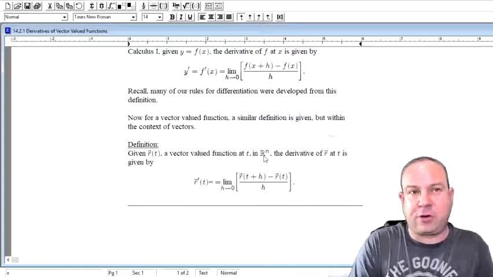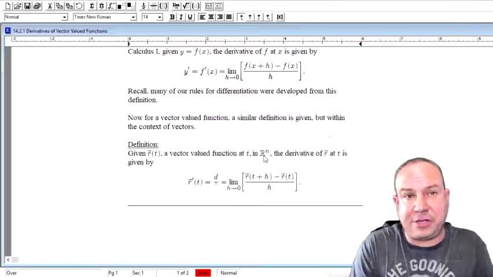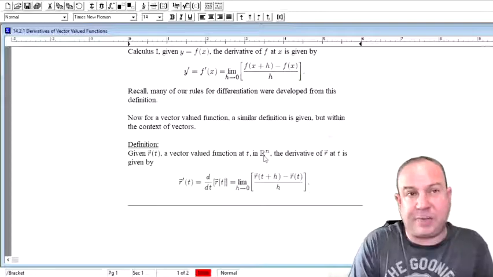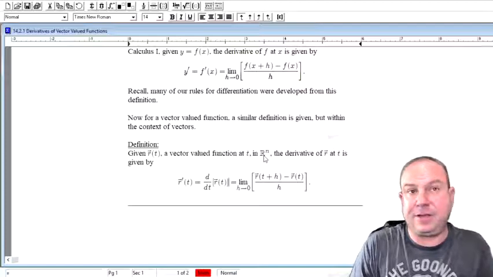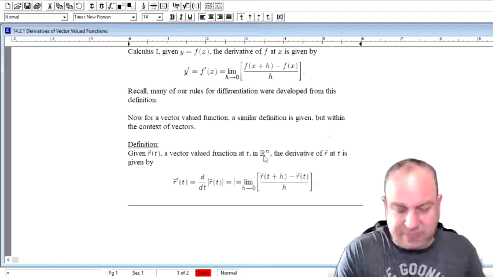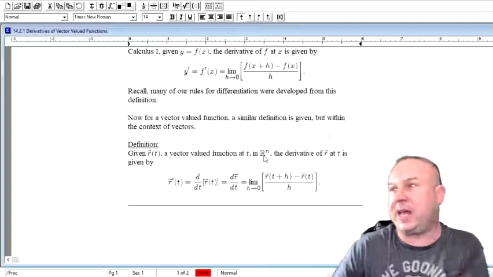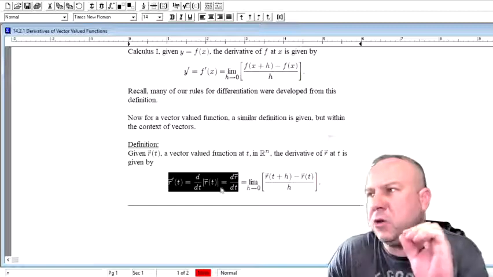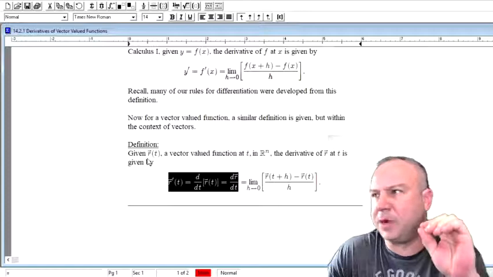You could also incorporate the Leibniz notation and consider taking the derivative with respect to t of r bar of t. You might see that also, and you could even take that further and look at something like dr bar over dt in the Leibniz notation. All of these are different ways of denoting the derivative of a vector valued function given by r bar of t.